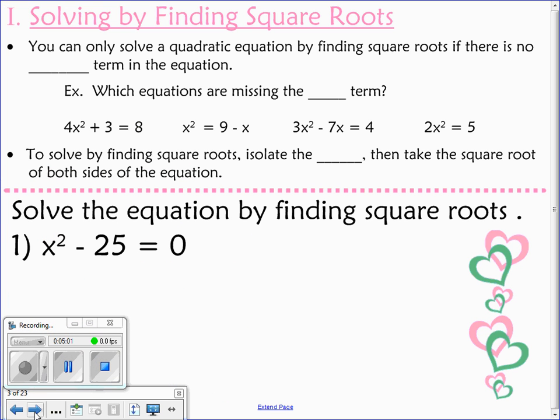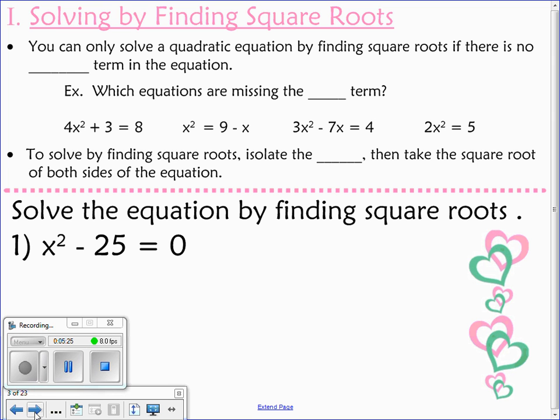Never heard of it? A little of both. Just in Algebra 1, I always taught factoring, solve by factoring. But I never did the other methods in Algebra 1. So we got a little bit of both.